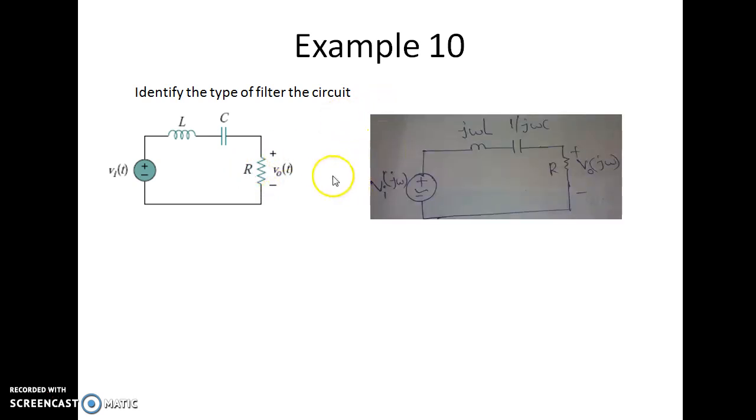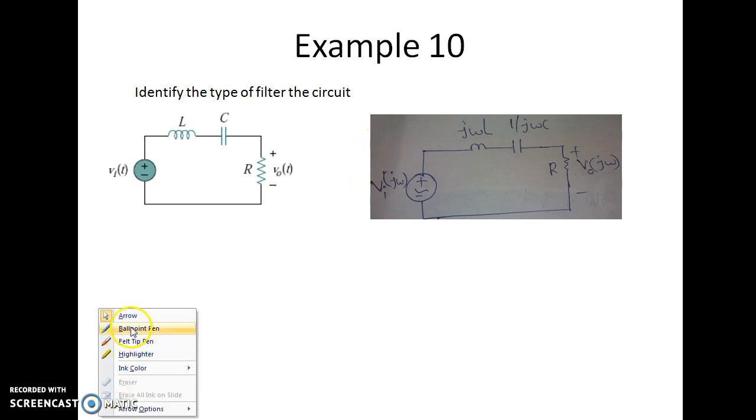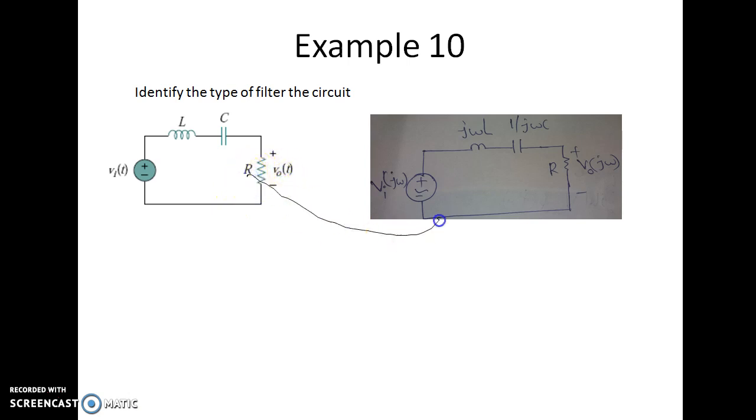As I mentioned in my previous videos, first we have to transform this circuit into the frequency domain. The resistor remains R only, L is converted into j omega L, and the capacitor is converted into 1 by j omega C. The input voltage Vi of t is converted into Vi of j omega, and the output voltage V output of t is converted into V output of j omega. Now we have to calculate the transfer function for this circuit.